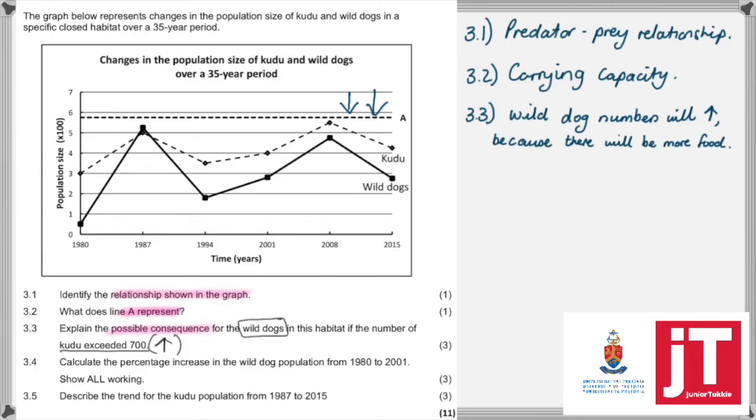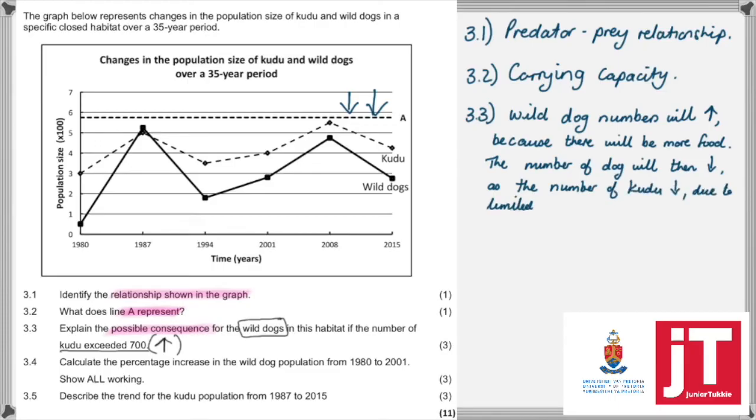If we have the number of kudu exceeding the carrying capacity, when the number of kudu decrease because there are limited resources, the number of wild dog will decrease as well. So a good answer here: wild dog numbers will increase because there will be an increased amount of food, but the wild dog numbers will then decrease thereafter because the number of kudu will decrease because of limited resources, because now those numbers have pushed through the ceiling of the carrying capacity of the environment for these specific populations.